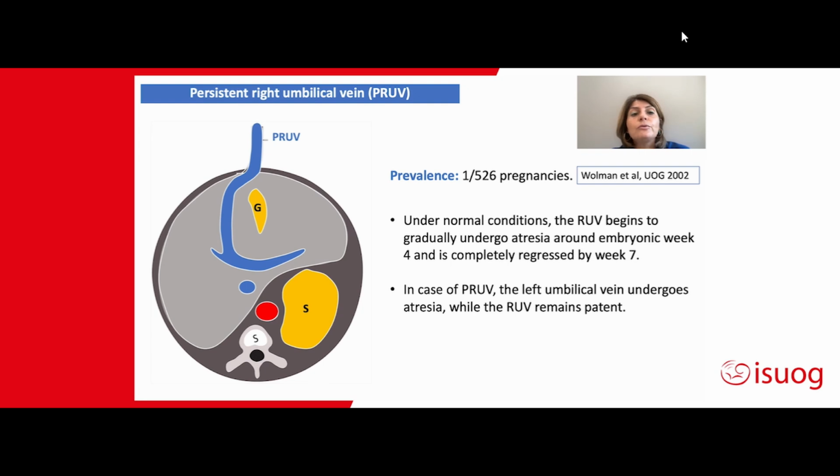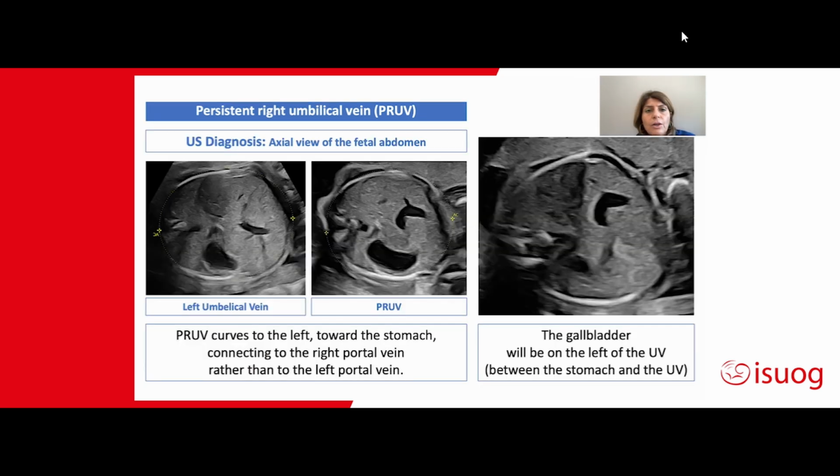Now we move on to the persistent right umbilical vein. What happens is that the left umbilical vein undergoes atresia while the right one remains patent. PRUV can be suspected on the axial view of the upper abdomen during the abdominal circumference measurement, based on an abnormal curvature of the umbilical vein.